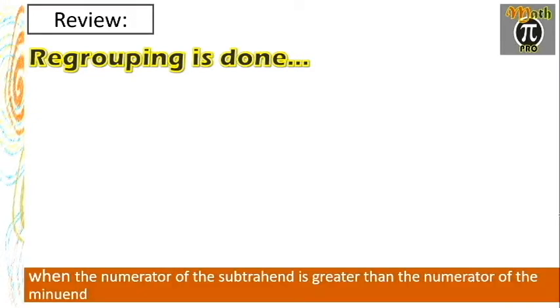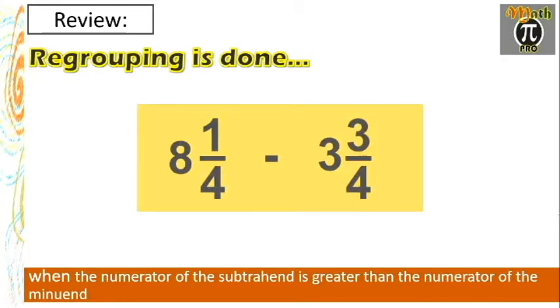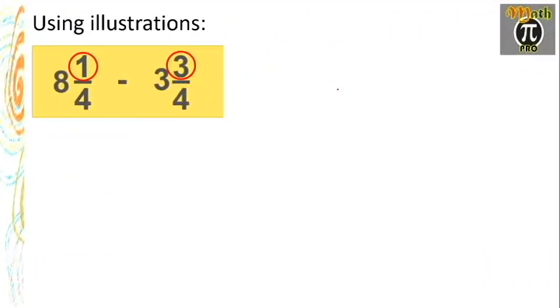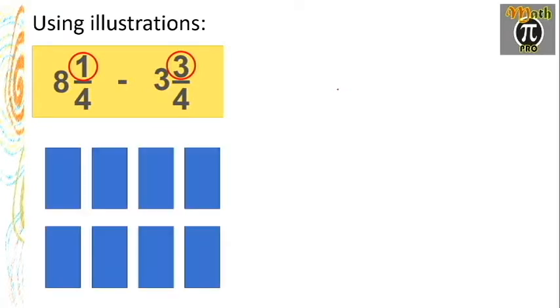Regrouping is also done when the numerator of the subtrahend is greater than the numerator of the minuend. For example, we know that 3 and 3/4 can be subtracted from 8 and 1/4. However, the numerators of the fractions cannot be subtracted right away. It's because 1 is less than 3. Let's have an illustration to get the answer to this question.